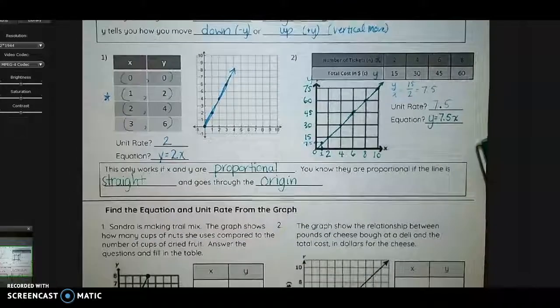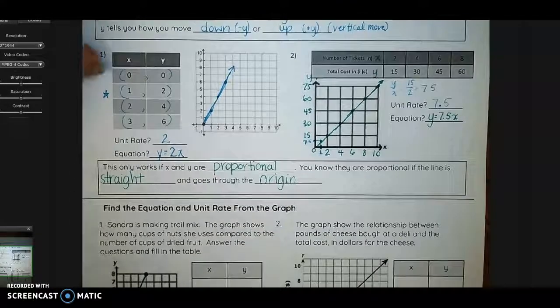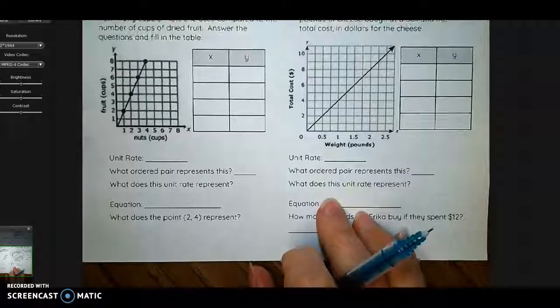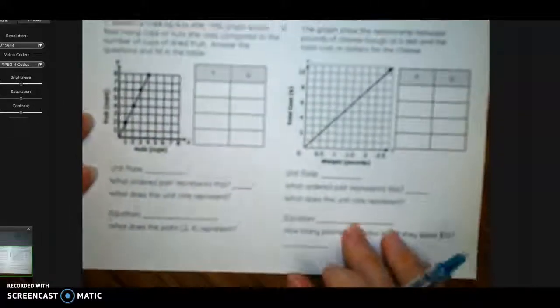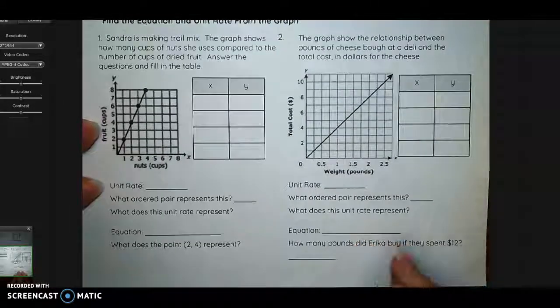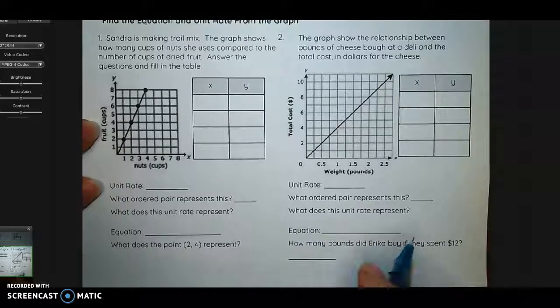So now we're going to practice using those skills that we just got. So we've got Sandra making some trail mix here. The graph shows how many cups of nuts she uses compared to the number of cups of dried fruit.